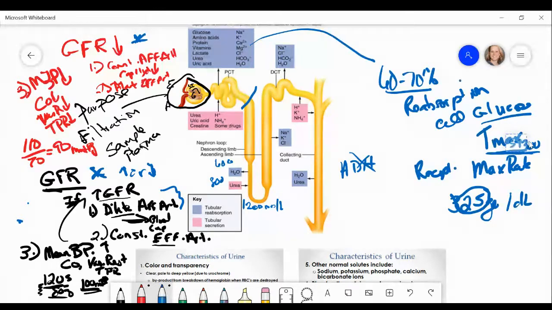And again, the reason why some people get glucose higher than 300 is because they're not making insulin. So it's a hormone and kidney interaction occurring.